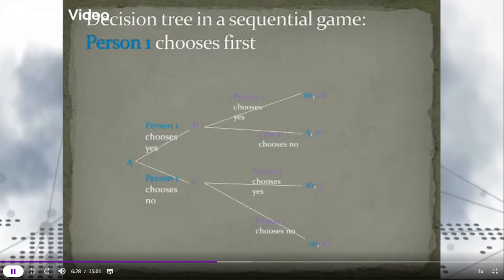So what happens in a decision tree? See, this person is called person 1, let's say. Person 1 has two moves to choose, B or C, or let's name it yes and no. Once person 1 chooses yes, person 2 also has the same two options, yes and no. And after person 1 chooses no, person 2 again has the same options. Either person 2 can choose yes or no.